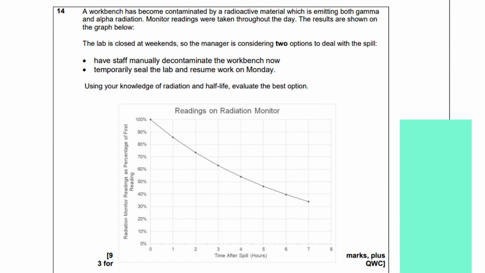These are 1. Staff decontaminate the workbench now, or 2. Temporarily seal the lab and resume work on Monday. The question then asks, using knowledge of radiation and half-life, to evaluate the best option.